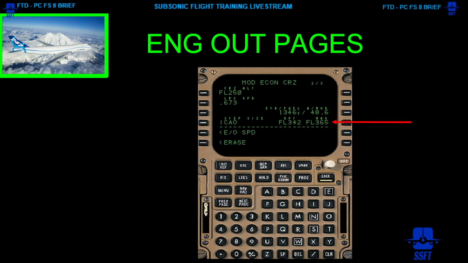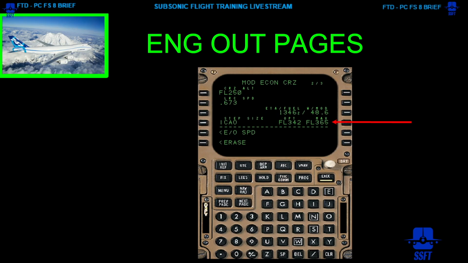You'll also notice there's a prompt for engine out speed as well. This would give us a long-range cruise engine out speed. There are two cases where you could use that, or you could use this engine out speed. You kind of have a choice here. The engine out speed, basically, keeps you up higher longer.